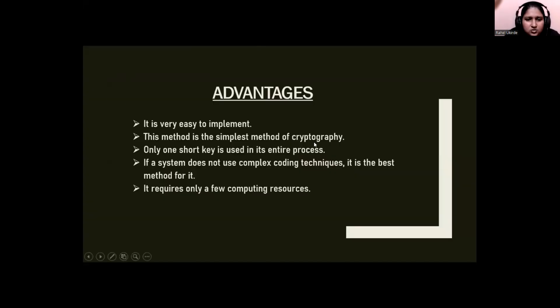Now we'll see the advantages of implementing Caesar cipher in Java. So it is very easy to implement, as we have seen. We only need the variable shift to encrypt the message into encrypted data or the cipher text. The second advantage is this method is the simplest method of cryptology, and only one short key is used in this entire process. Fourth is, if a system does not use complex coding techniques, it is the best method for it, and also only few computing resources are required to implement Caesar cipher, and it can be easily executed.